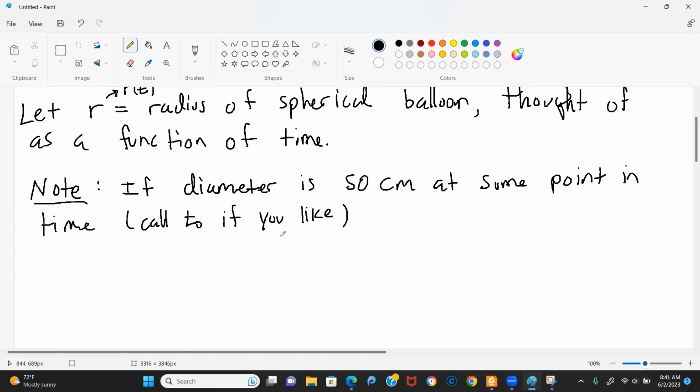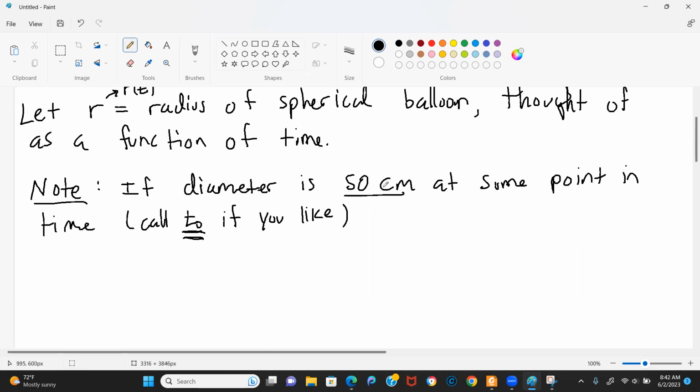Sometimes it can be helpful to give names to every quantity. Like you can call this point in time when the diameter is 50 centimeters t zero. You might end up using the fact that it has this name t zero, but you never know, so it doesn't hurt to give names to everything. It's going to turn out that you don't really need to know what the time is, but it's always good to write everything down if you can.